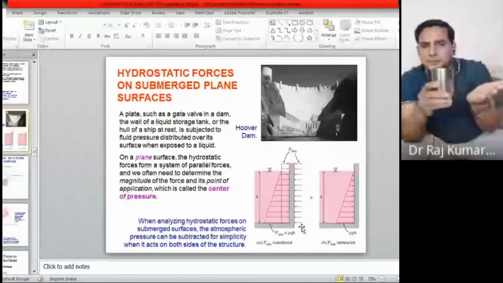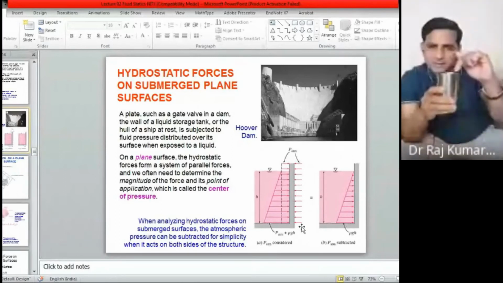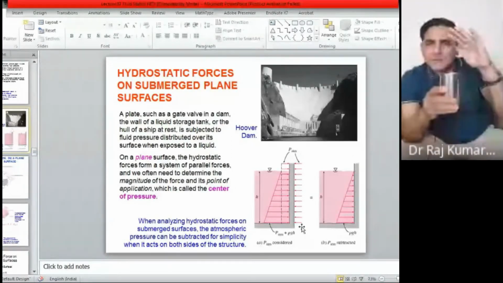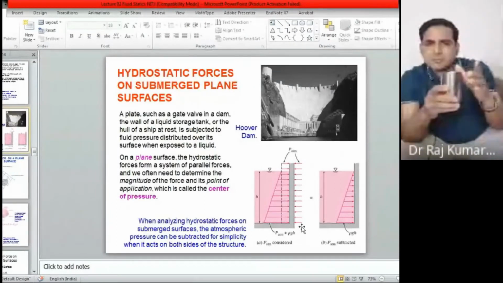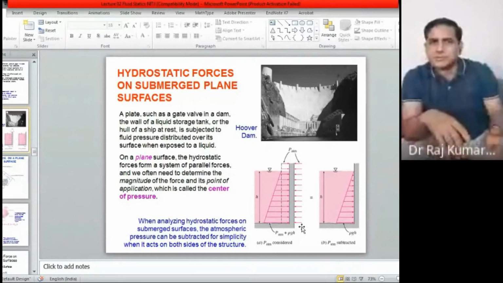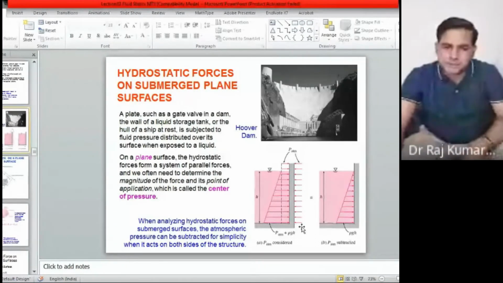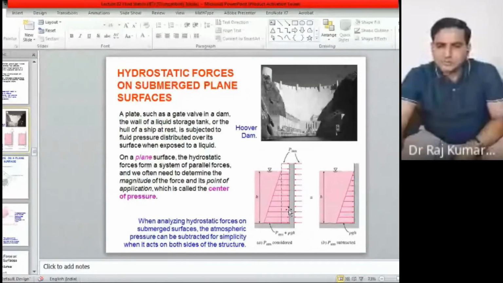Now let's say open. Here too there is atmospheric pressure inside the cylinder, inside this particular glass actually. So in case of closed, the pressure inside is not atmospheric. In case of the open system, everywhere, inside or outside, you have the atmospheric pressure. So atmospheric pressure will get cancelled. So you have the same magnitude here from top to the bottom.